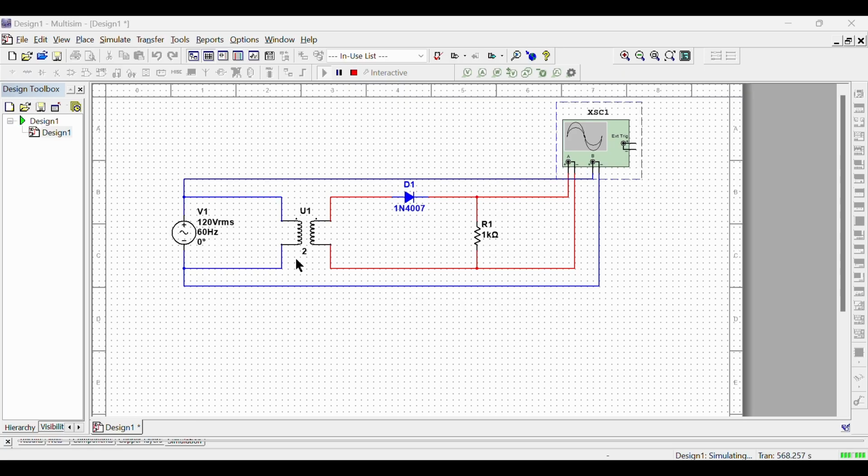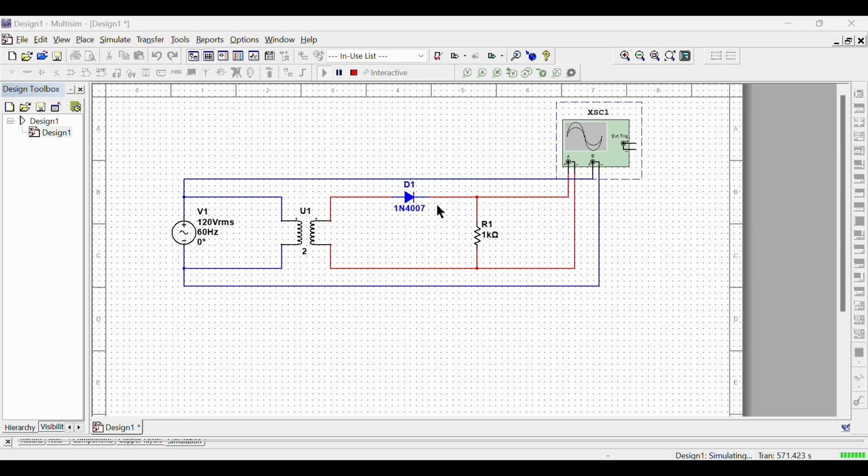From this transformer, we will obtain an AC wave on the output. And the current will only flow in this direction. It can't flow in the other direction because the diode will block it. Thus, we can use a diode for a half-wave rectifier. So by that, we can use a diode to convert from AC current to DC current.